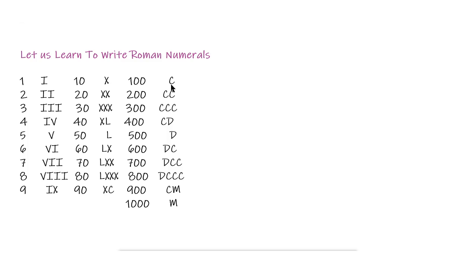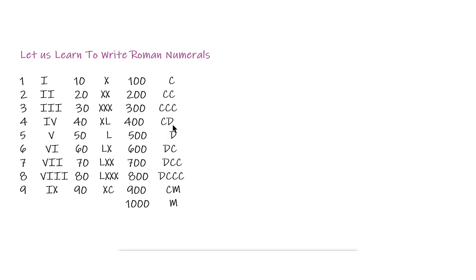100 is C. If C is repeated 2 times, it becomes 200. So 200 is equal to CC. 300 is equal to CCC. C is repeated 3 times. So 100 plus 100 plus 100 equals 300.